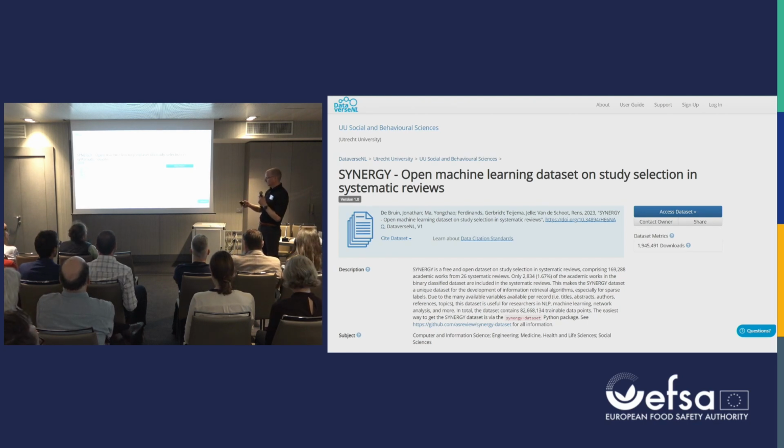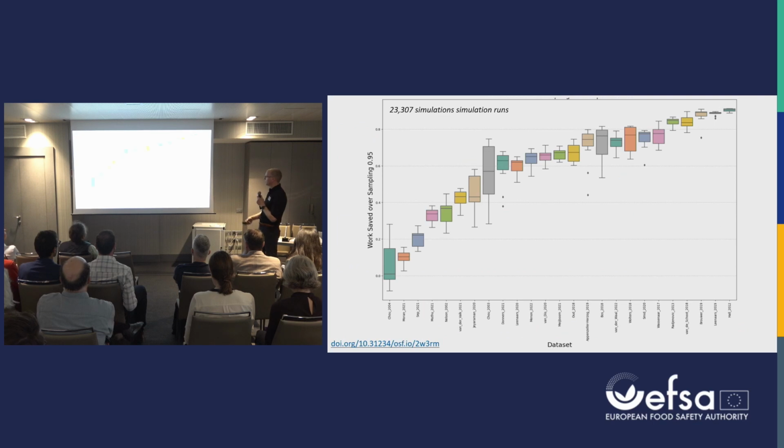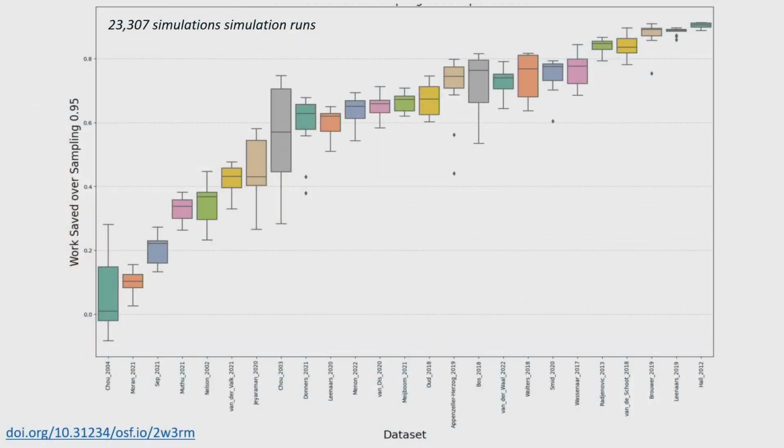And here you can see on the next slide. Here you see the data sets on the x-axis, and on the y-axis we again have the work saved over sampling. And this is a summary of more than 20,000 simulation studies where we varied the training data and we varied different statistical models. And as you can see, for example, for this whole data set, no matter what model you picked, no matter what training data you used, you always save an enormous amount of time.